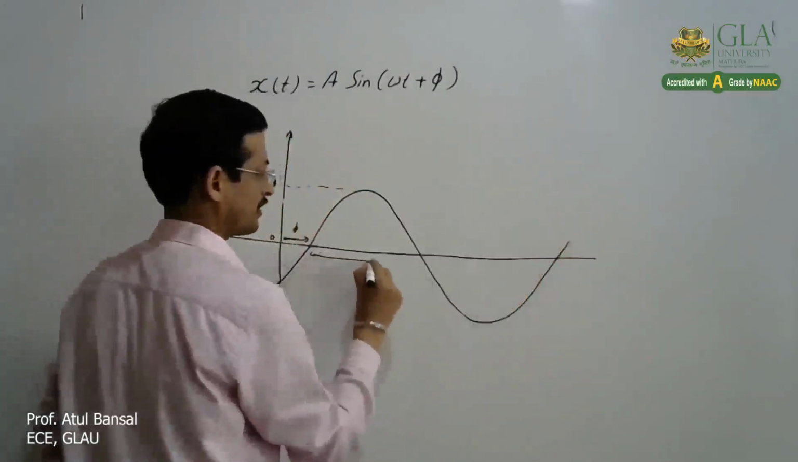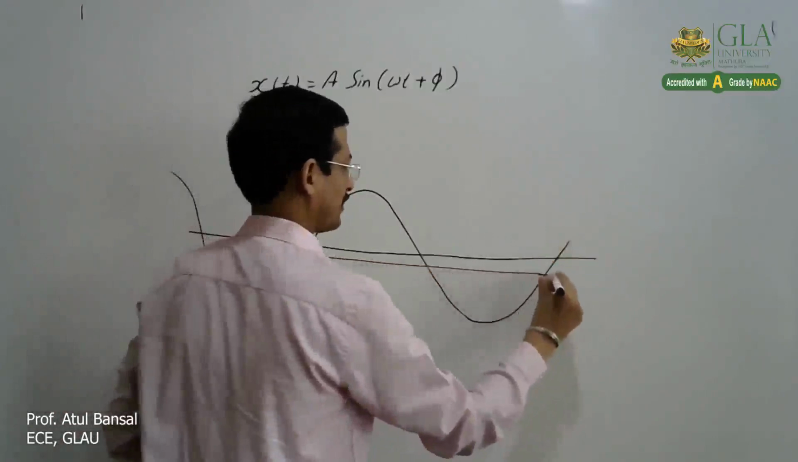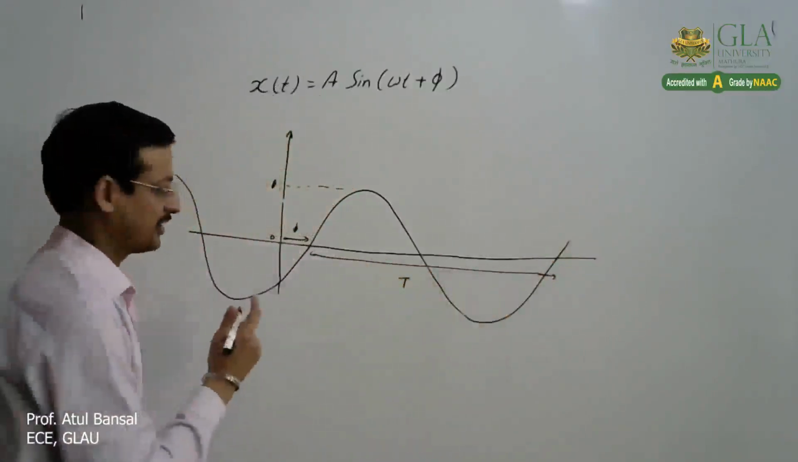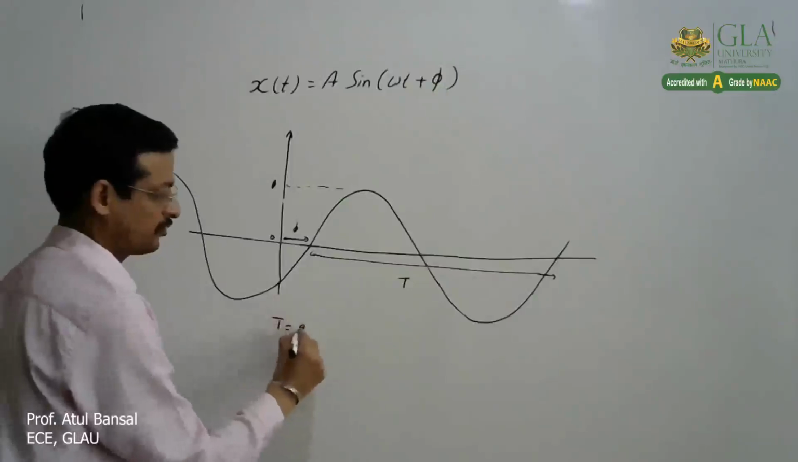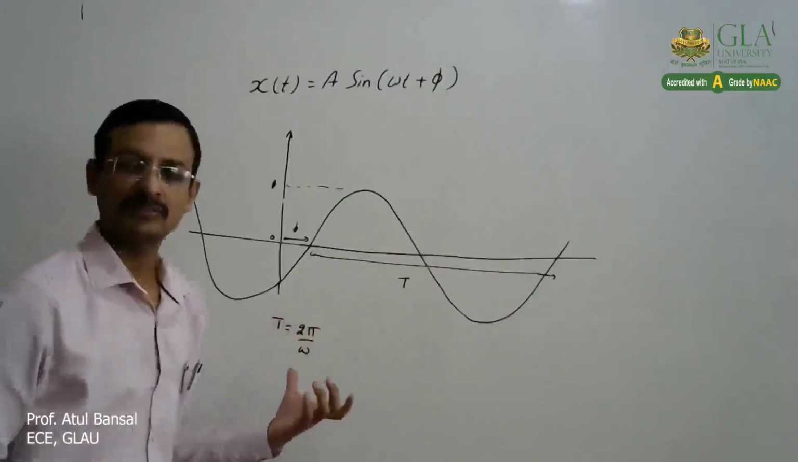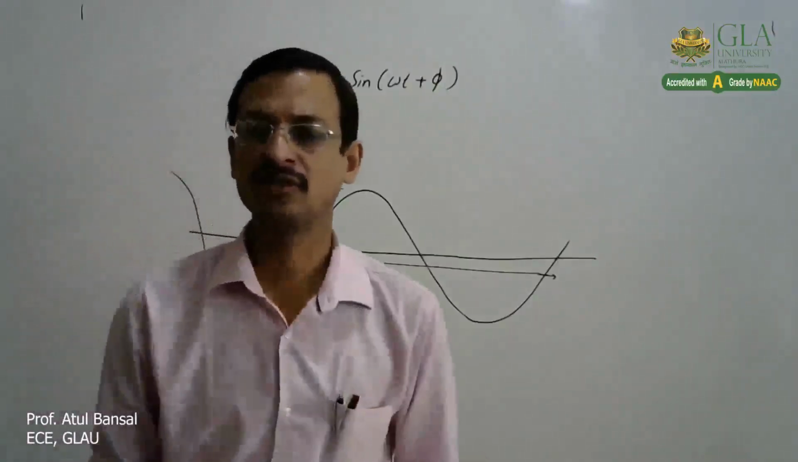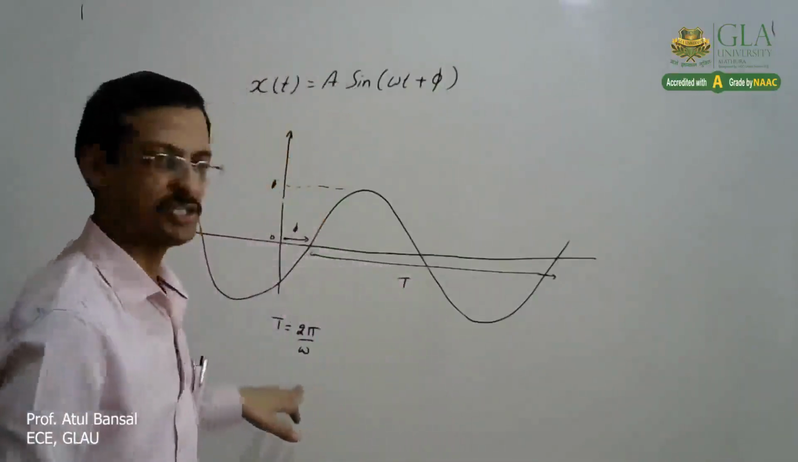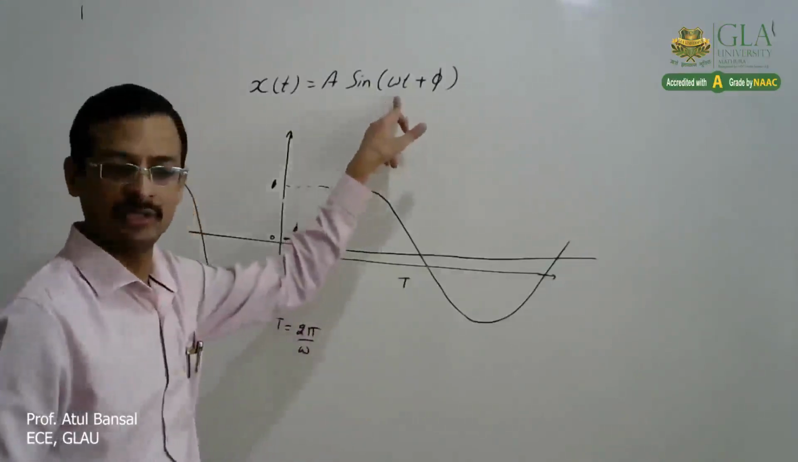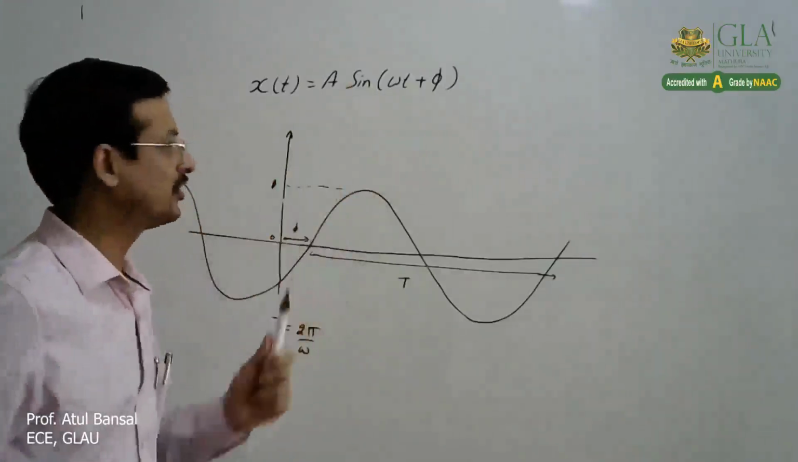This is the time period after which the signal repeats itself, that is T equals 2 pi by omega. Now, in the continuous time domain, all the sinusoidal signals are periodic in nature with time period T, which is given by 2 pi by omega, where omega is the angular frequency. This is in continuous time.